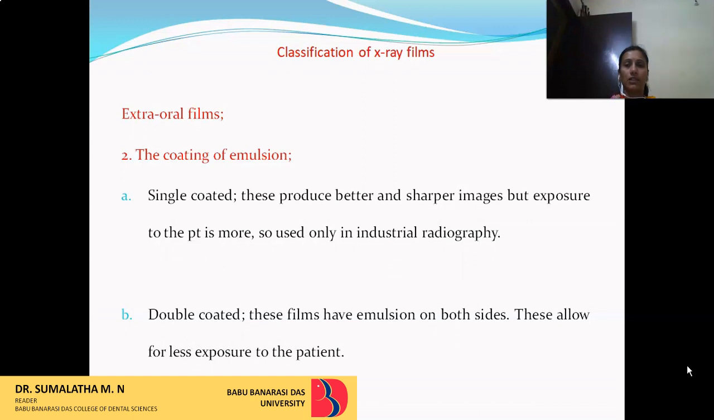The second classification is based on the coating of emulsion. They are classified into single coated and double coated. Single coated are those films in which the emulsion is coated on only one side of the base. So these produce better and sharper images but require more exposure, and they are used only in industrial radiography. The double coated films are those films in which the emulsion is coated on both the sides of the base. These allow for lesser exposure to the patient.